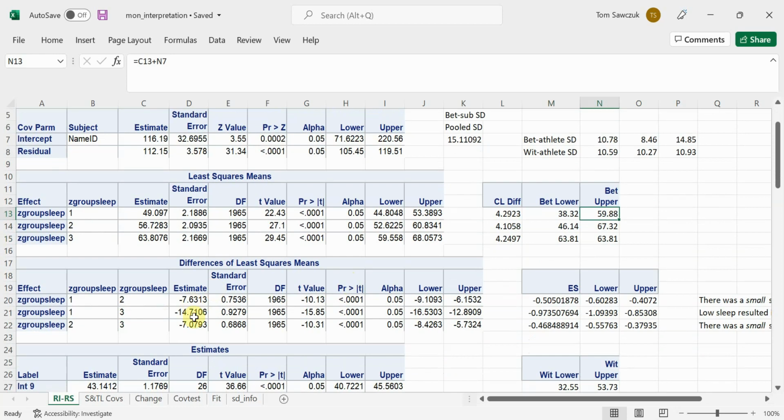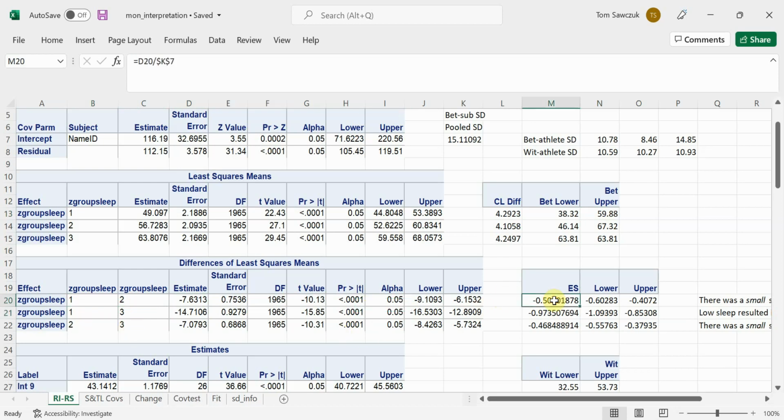We then have the differences of the least square means, so just the comparisons between the two, and you can see that in all situations the right-hand group is greater than the left-hand group because of this negative estimate. So medium sleep would expect a higher well-being score than low sleep. Likewise, high sleep would expect a higher well-being score than low sleep.